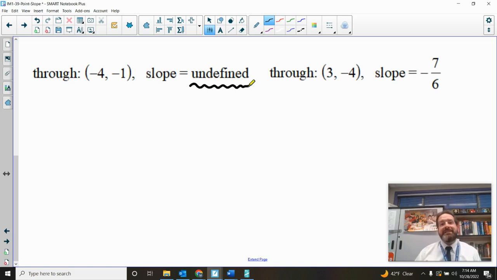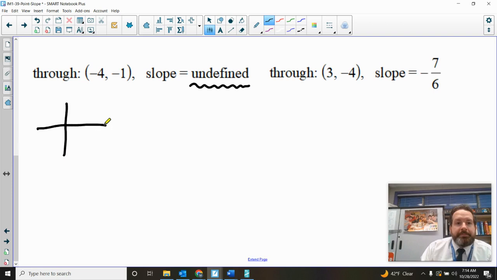Slope equals undefined only ever happens if your line goes straight up and down. Here's where I need us to think a little bit. If you look back on your toolkit, a line that goes straight up and down and goes through the ordered pair negative 4, negative 1 has to look like this. And a line that goes straight up and down has the equation x equals a number.